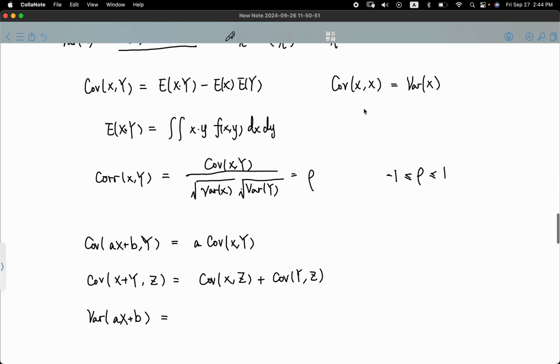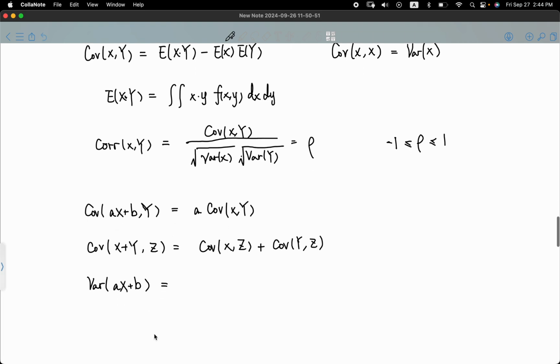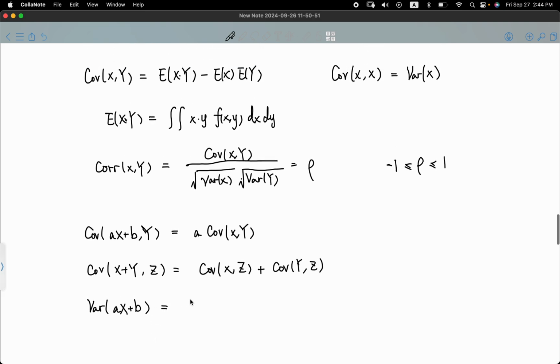Okay, now I just want to use this idea to introduce what happens when you scale a random variable and then shift a random variable. So I can use the idea of covariance back here. The covariance of x with itself equals the variance, so now I'm going to use the opposite direction. You can consider this as the covariance of ax plus b with ax plus b, itself. Then you can use the formula here.